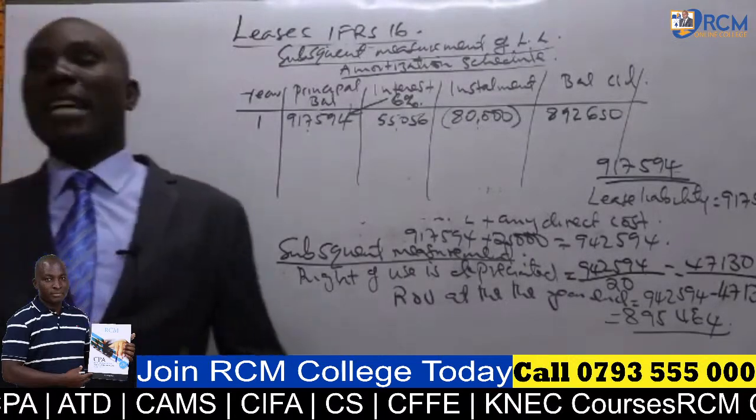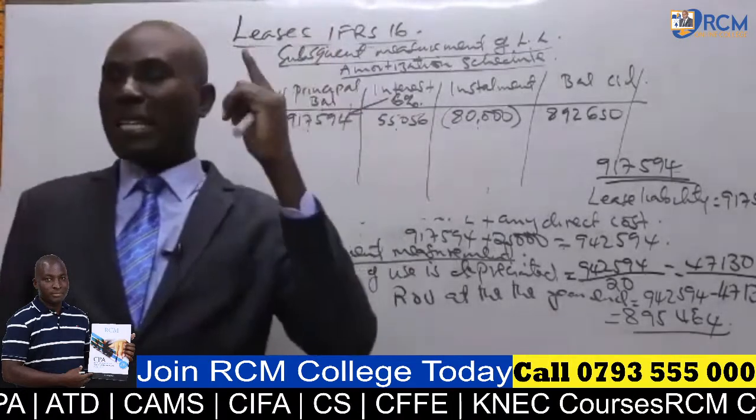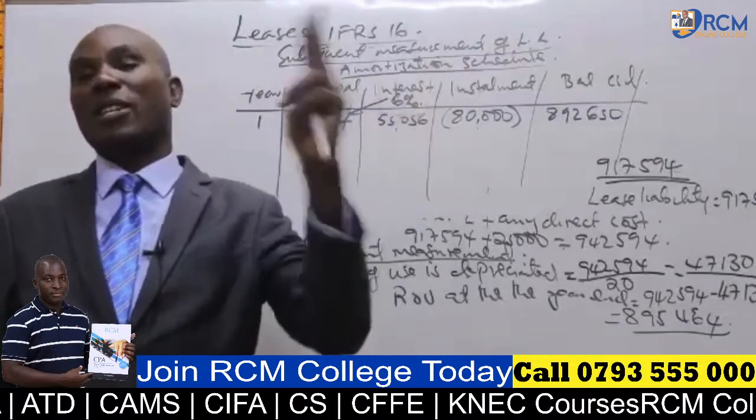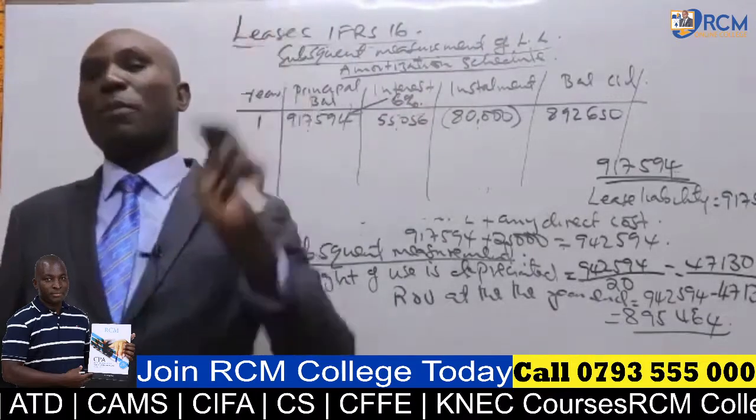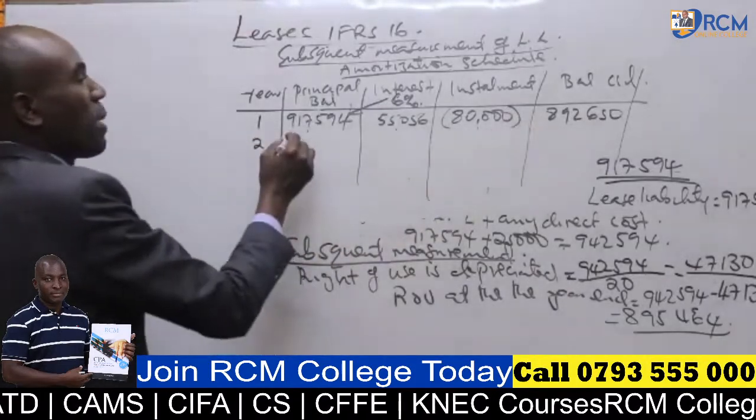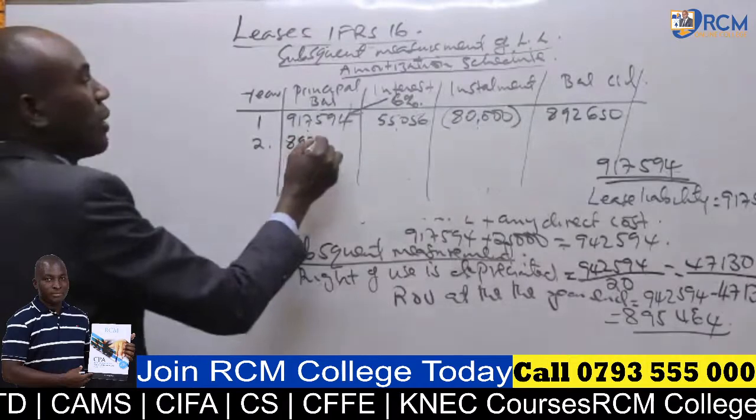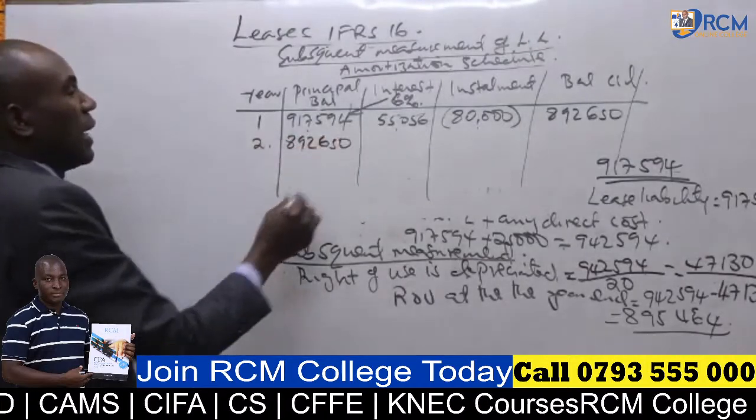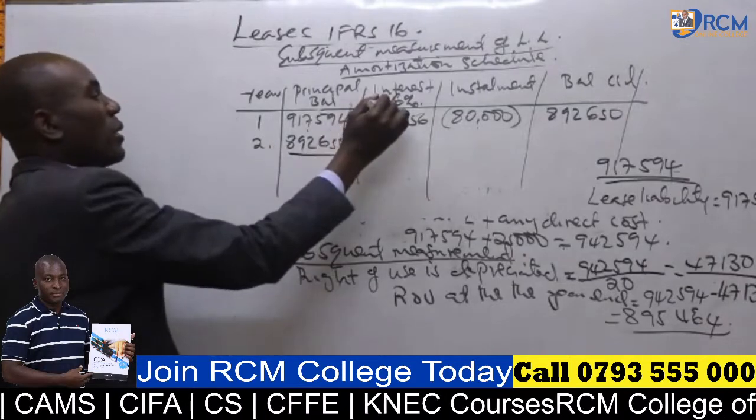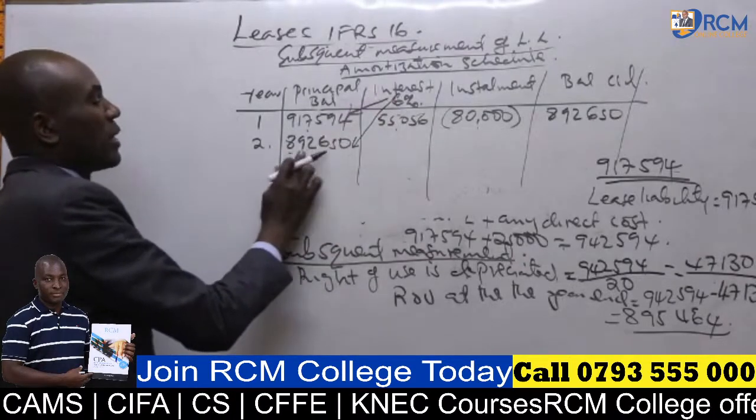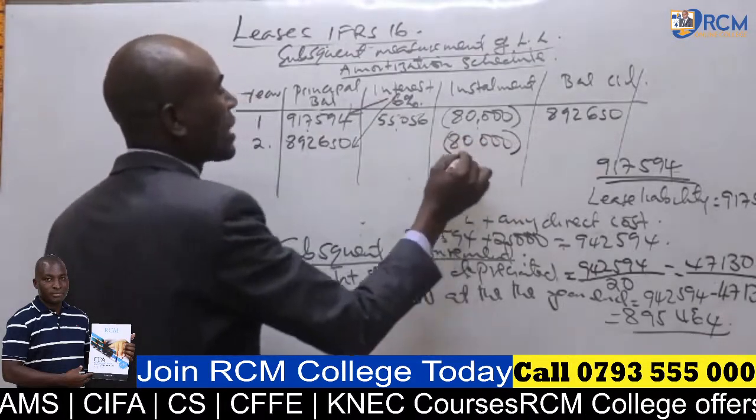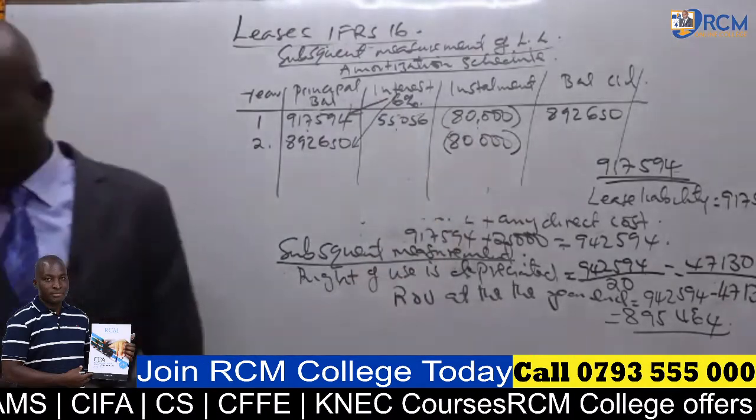But I said, examiner may want that 1 year. But I said, and I repeat, if payments are made in arrears, always prepare for 2 years. Therefore, we call for year 2. Year 2 now, this is my principal balance, 892,650. Interest we charge on this balance. Then installment is 80,000. This one is constant all the years.